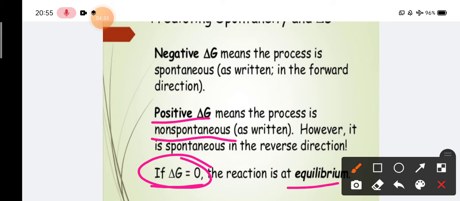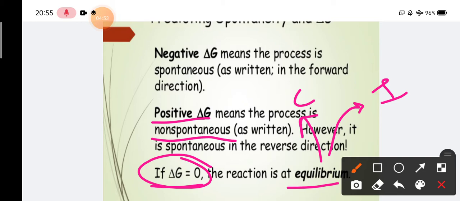The next chapter is called equilibrium. Equilibrium is of two types, chemical equilibrium and ionic equilibrium. In that chapter we are going to deal with what equilibrium is and the parameters of equilibrium as well.